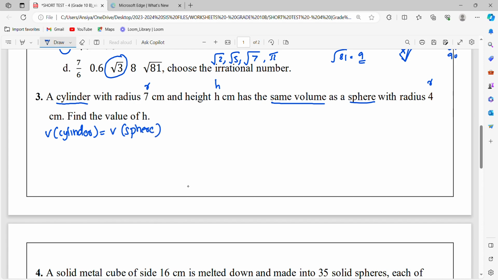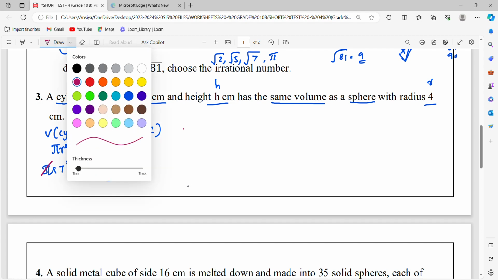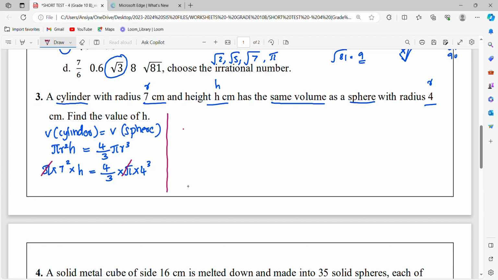Then put the formula over here. What's the volume of cylinder formula? Pi r square h. And volume of sphere is 4 by 3 pi r cube. Now we will put the values. For a cylinder, pi times the radius 7 square times height, which is unknown, h, is equal to 4 by 3 times pi times the sphere radius 4 cube. Now we will see, can we cancel any number over here? Pi is same. Okay, anything else to cancel? No. So we will write over here the remaining parts. 7 square is 49 times h is equal to 4 by 3 times 4 cube.